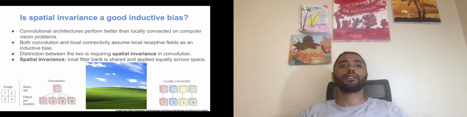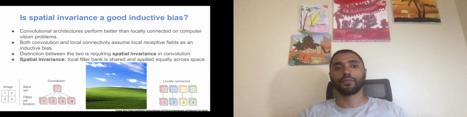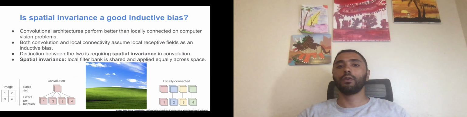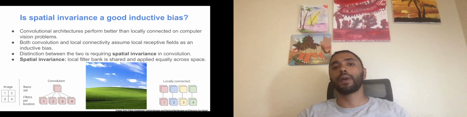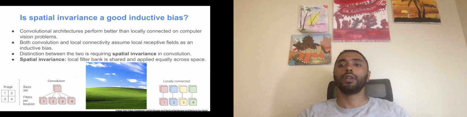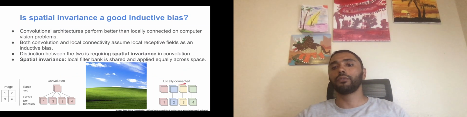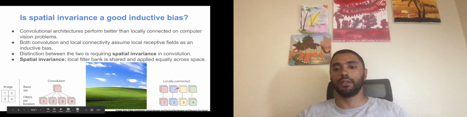So the main question we're trying to address in this work is whether spatial invariance in convolution is a good inductive bias. As you may know, convolutional architectures perform better than locally connected ones on computer vision problems. Both convolution and locally connected layers assume local receptive fields as an inductive bias. However, the main distinction is that convolution requires spatial invariance in the learned parameters. What I mean by spatial invariance is that the local filter bank is shared and applied equally across space. In contrast, locally connected layers have different filter banks applied at each location in space.